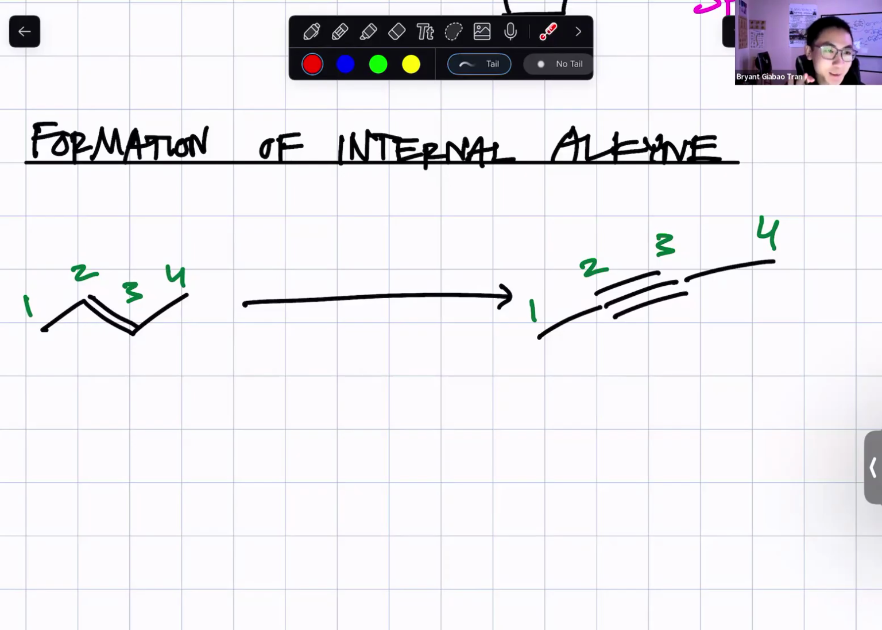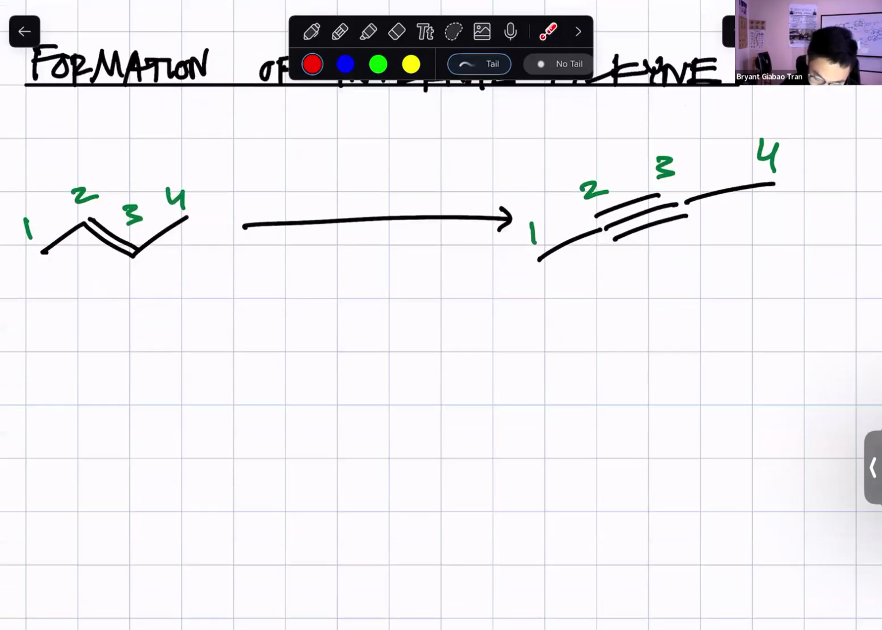Okay, let me just teach you E2 right now, because this is part of the formation of internal alkyne. You need to know E2. You need to know E2 for this reaction.